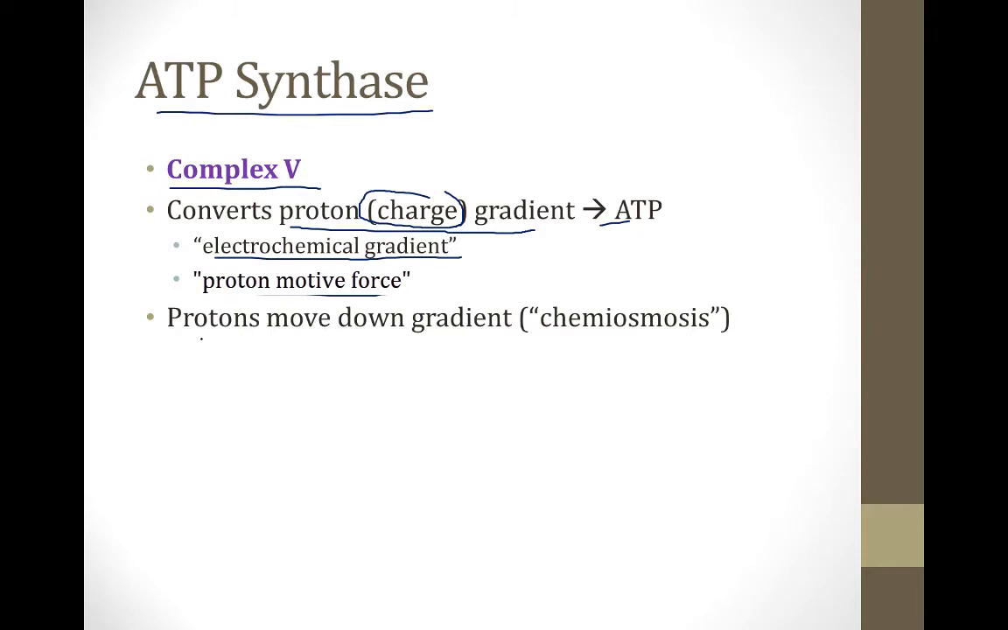The protons are essentially moving down their concentration gradient. They are concentrated in the intermembrane space, and they are diffusing through ATP synthase into a place where they are less concentrated. This process is sometimes called chemiosmosis.